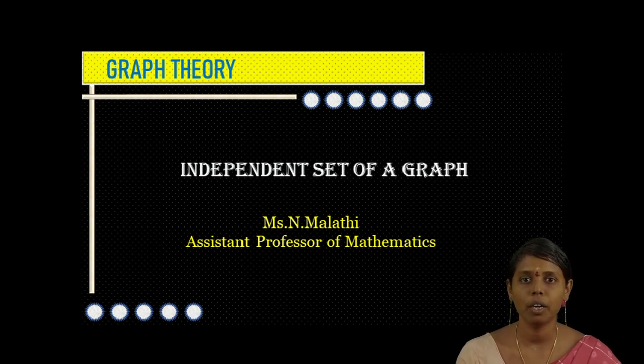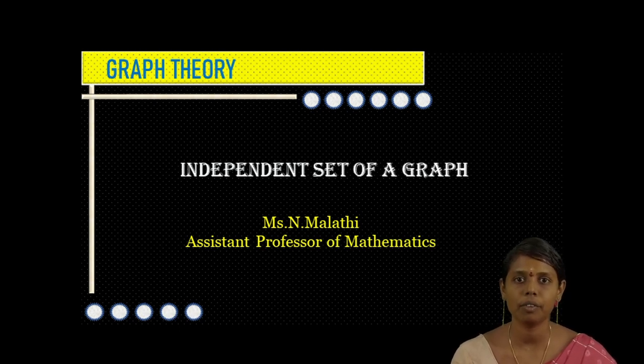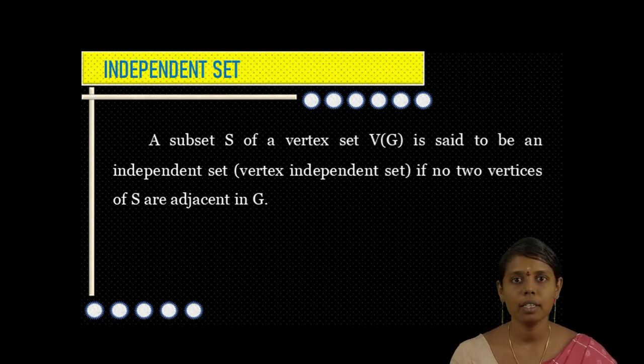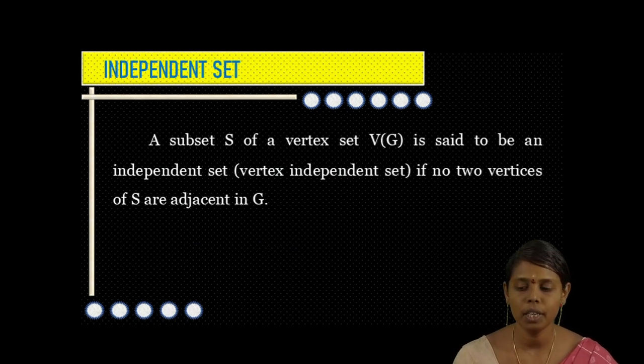In this video, we are going to see about independent set of a graph. So first, let us see the definition. A subset S of a vertex set V of G is said to be an independent set if no two vertices are adjacent to one another.